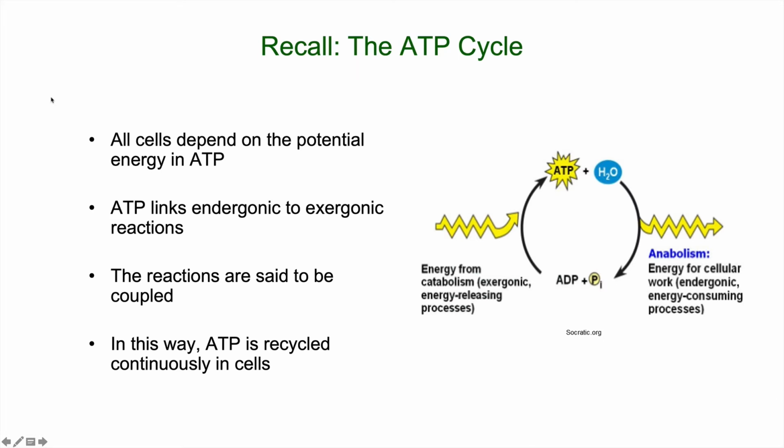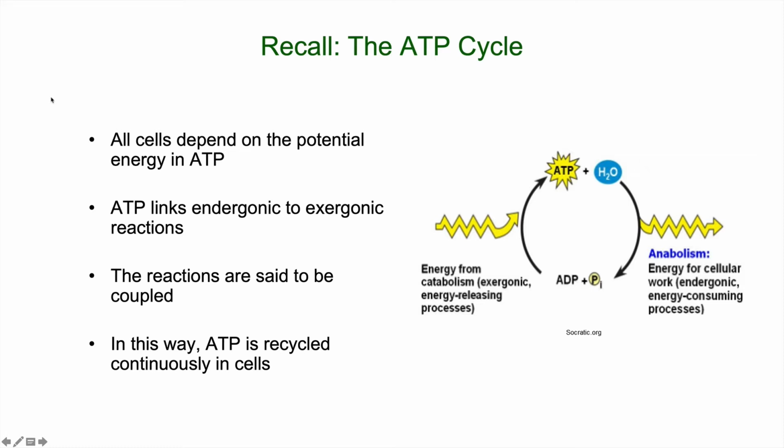So think back on the ATP cycle. Remember that all cells need ATP. ATP is the energy currency of the cell. It's going to allow us to take the energy from nutrients, convert it to ATP, or make ATP, and then use that ATP to shuttle that energy to all the other processes in the cell that require energy.